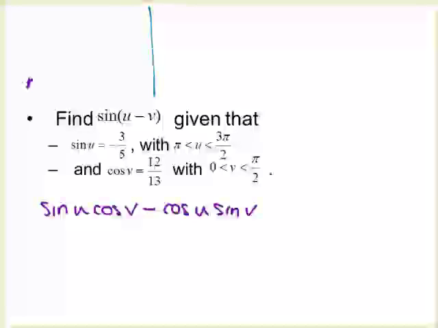So then what I'm going to do is draw pictures of angle u and angle v. So angle u, it says it's between pi and 3 pi over 2. So which quadrant is angle u in? The third one. Between pi is 180 and 3 pi over 2 is 270. So angle u is down somewhere in that third quadrant.